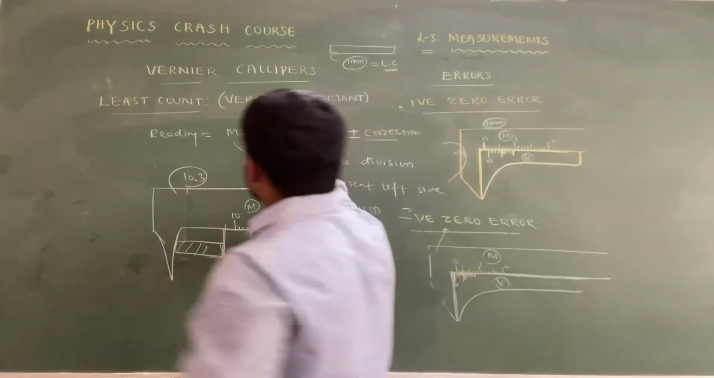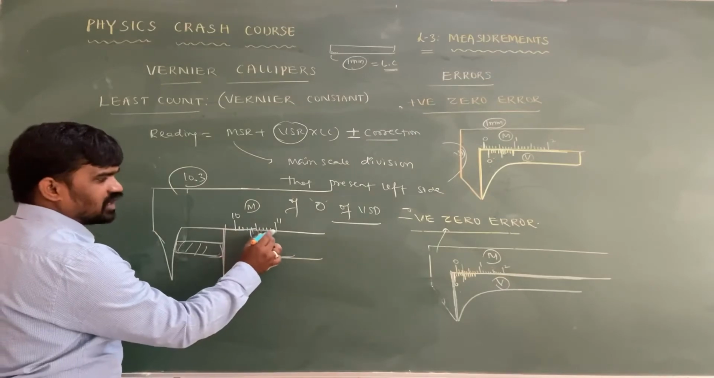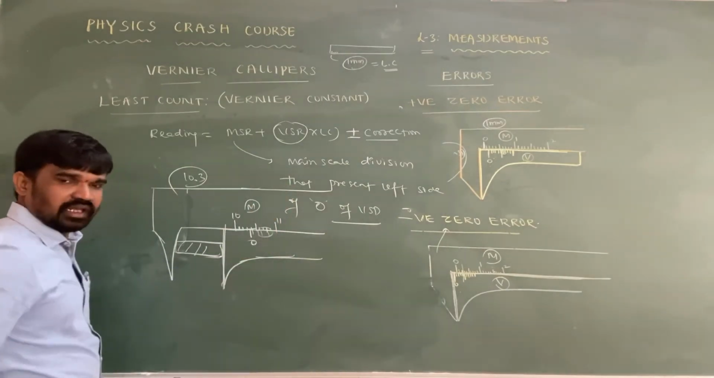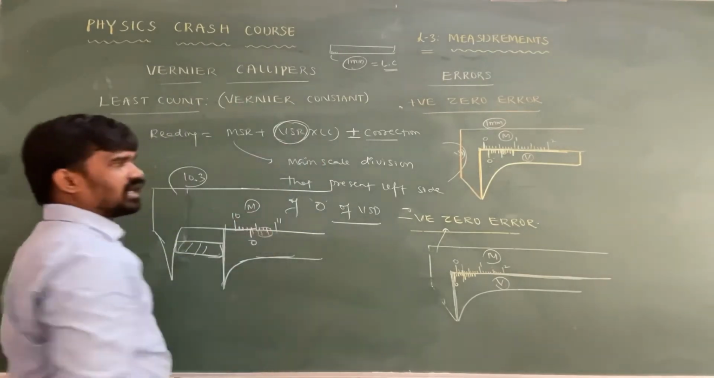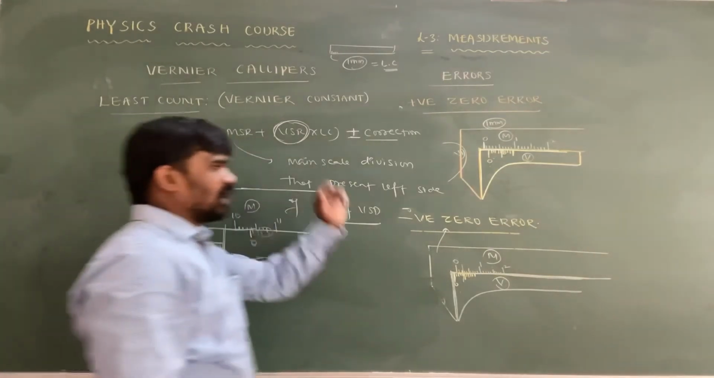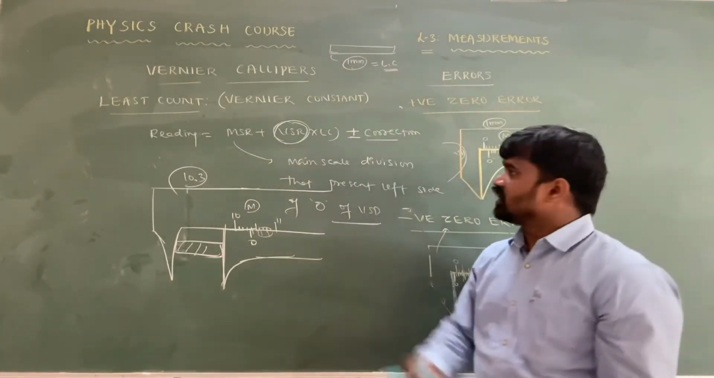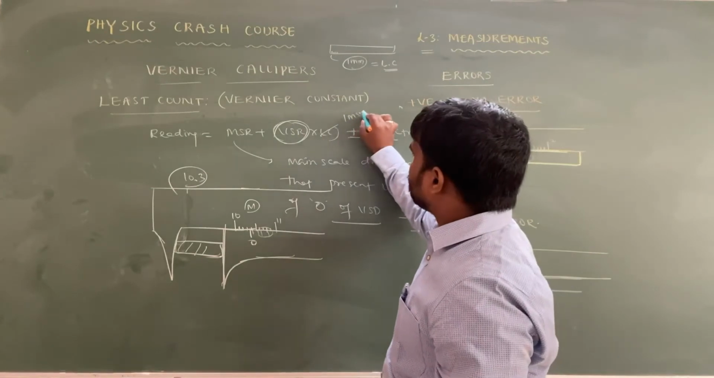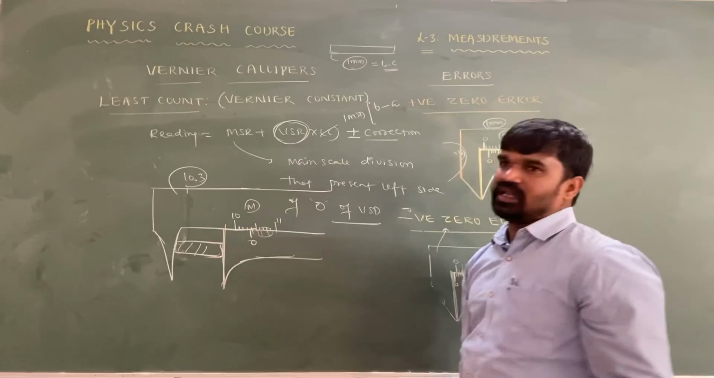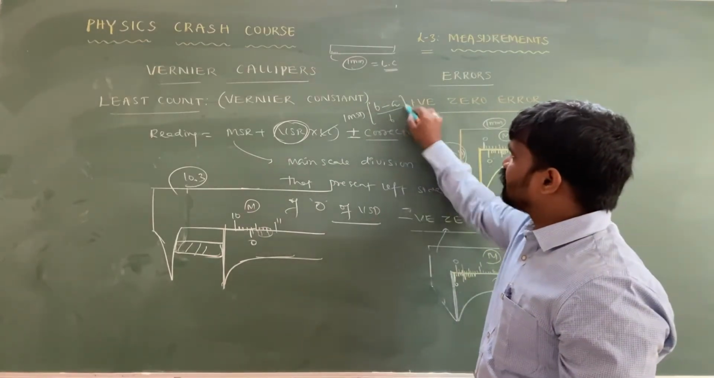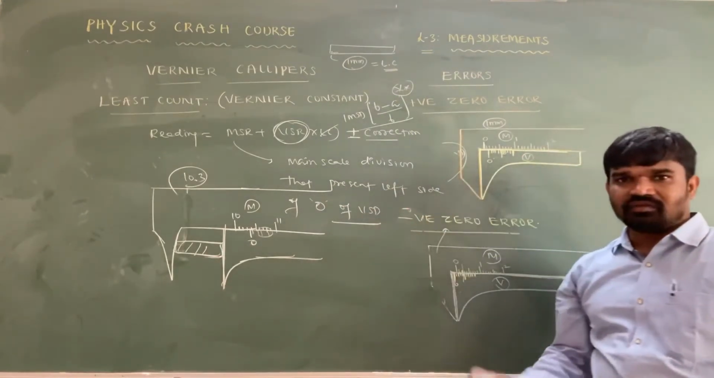What is VSR? In this particular arrangement, one of the vernier scale divisions coincides with the main scale. Whichever vernier scale division coincides will be taken as VSR. Like this, we have to take MSR, VSR, and we need to calculate the least count. Least count formula is equal to 1 MSD into number of vernier scale divisions minus number of main scale divisions by number of vernier scale divisions. Remember this as the standard formula to calculate for the vernier calipers.